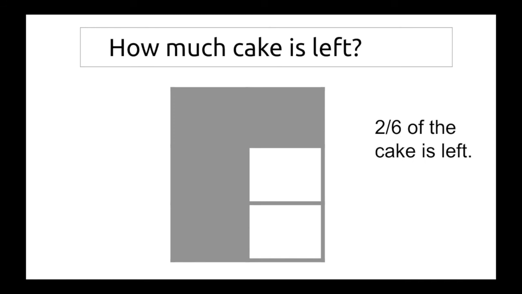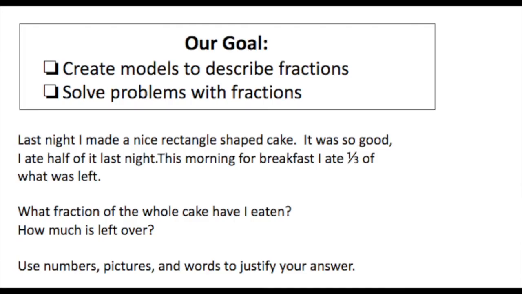I can see that if it wasn't gray, there would be 6 of these little boxes in this whole picture. 2 of them are still there, 2 of them are white, so that means 2/6 of the cake is left over. Okay, so here is the problem. When you're creating your answer, very importantly, we want to use models. So that means pictures, numbers, and words to help explain how you came to your answer. All right, good luck.